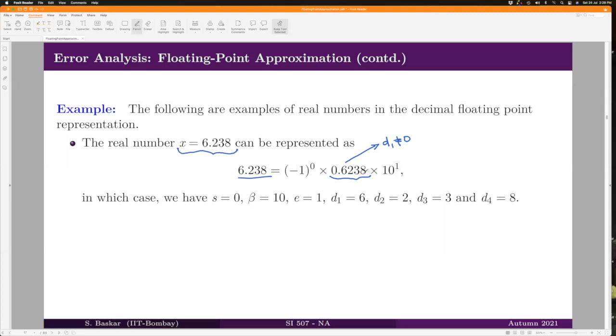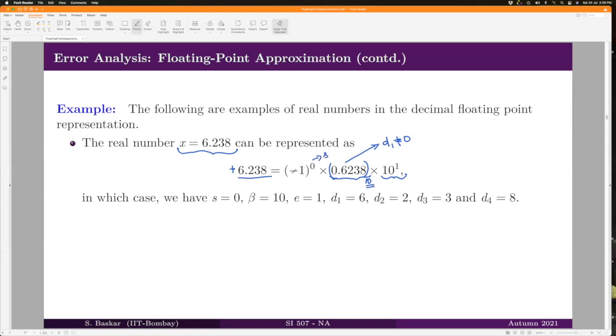0.6238. Now, if you want to bring it to 6.238, then you will have to multiply it with 10 to the power of 1. Why 10? Because it is the decimal representation. Generally, we don't write that base 10 notation when it is decimal representation. And since it is a positive number, we choose s as 0.